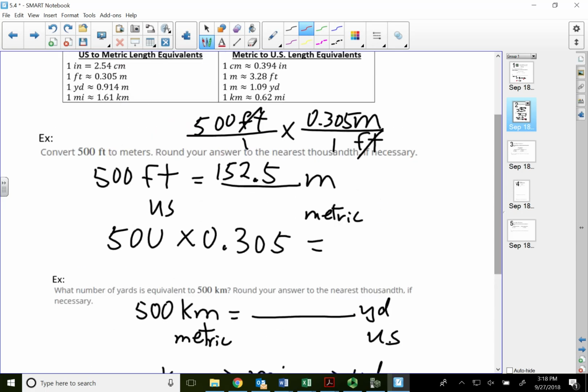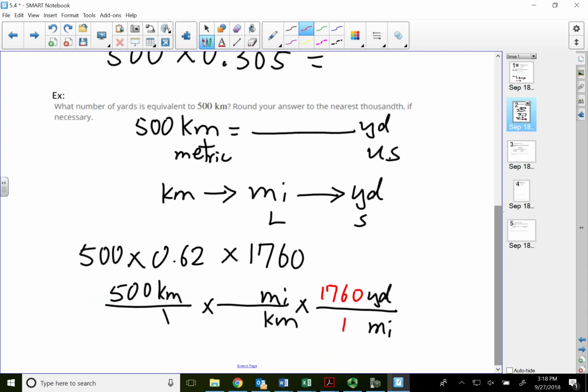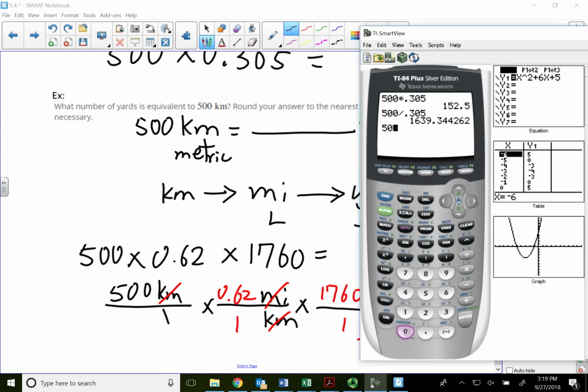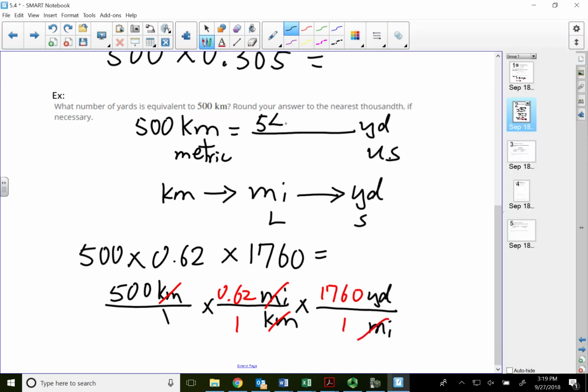The right hand side here says 1 kilometer is 0.62 miles, so 1 kilometer for 0.62. All I'm doing is taking 500 times 0.62 times 1760, which is exactly what we said up here. All right, let's multiply: 500 times 0.62 times 1760. Voila, 545,600 yards.